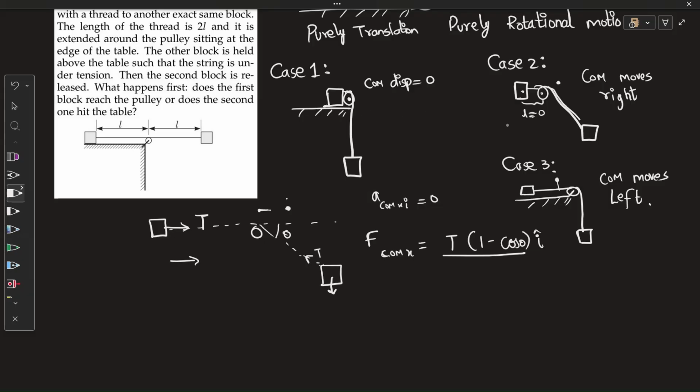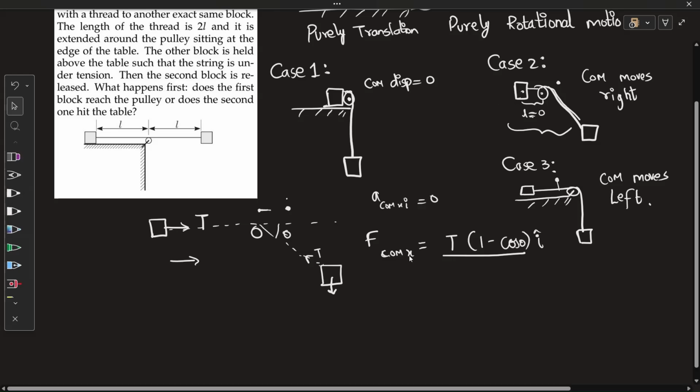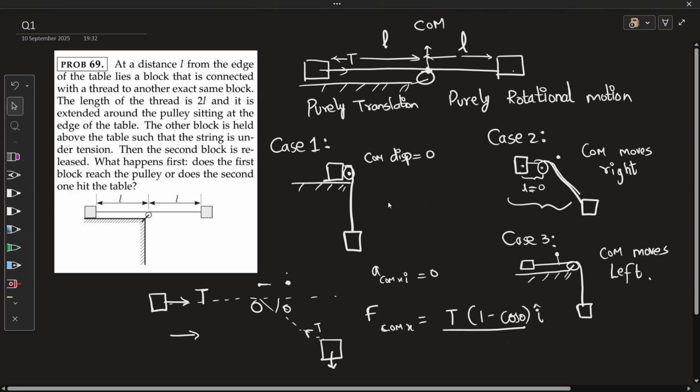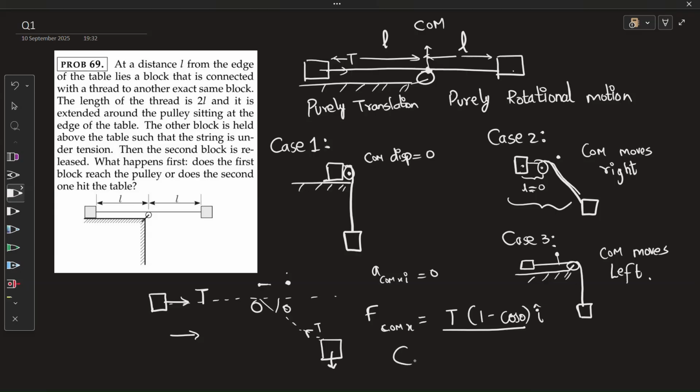So this falls under case 2. That is, the center of mass moves right. In that case, first the leftmost block hits the pulley. This is the shortcut for this question, and this is very conceptual and time saving.